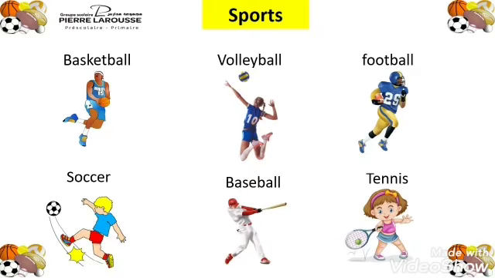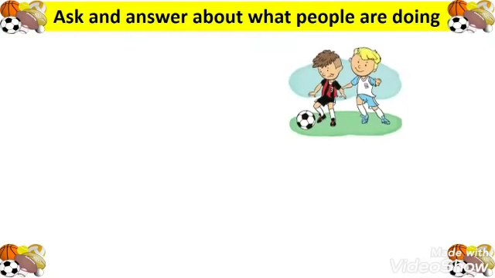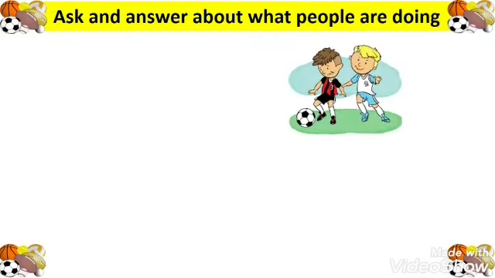So now we are going to move to see how to ask about what people are doing. For example, if there are two people or more than two playing something and you want to ask them, or you ask someone about them, what you should say. Let's see. So here we are going to ask and answer about what people are doing. Okay? So look at this picture. Here, as you see, two boys.